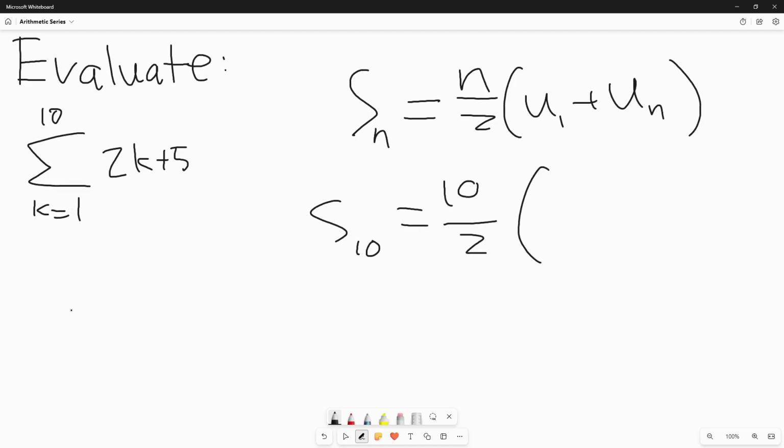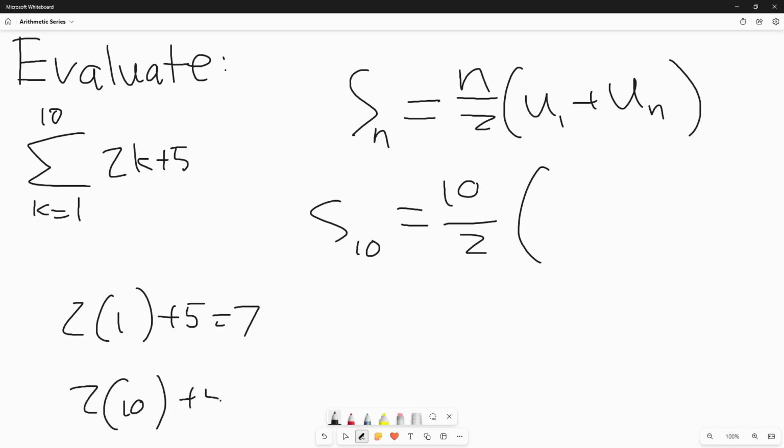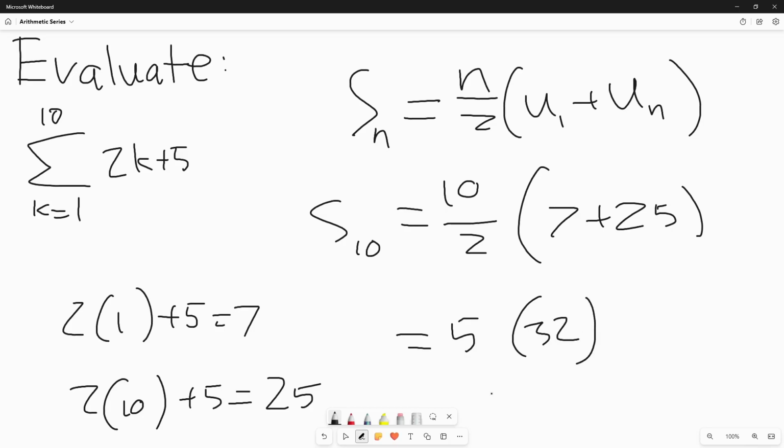u1, which is you plug in 1 for k, so 2 times 1 plus 5 equals 7. And then un, plug in 10 for k because that's the top number and how many terms are in the series. So 2 times 10 plus 5 equals 25. So I plug in 7 plus 25, and then this simplifies down to 5 times 32. This is equal to 160. This is our answer, which is very simple.